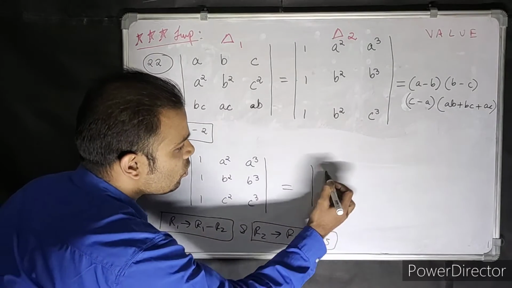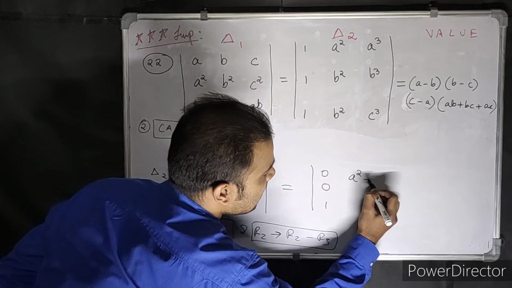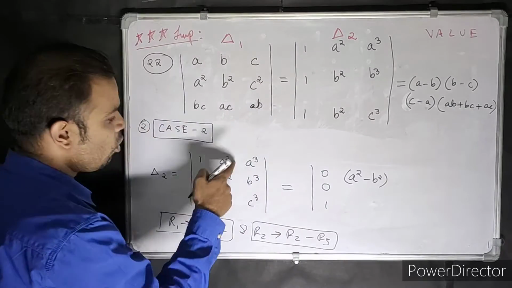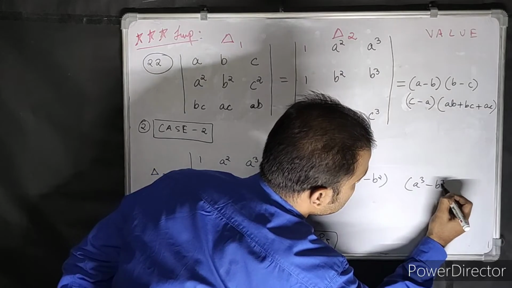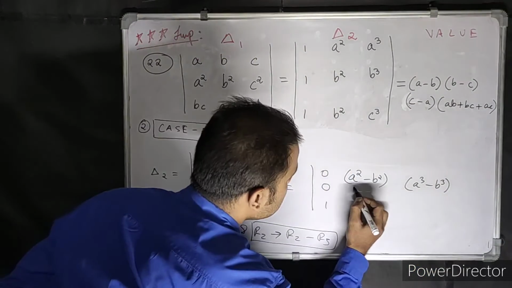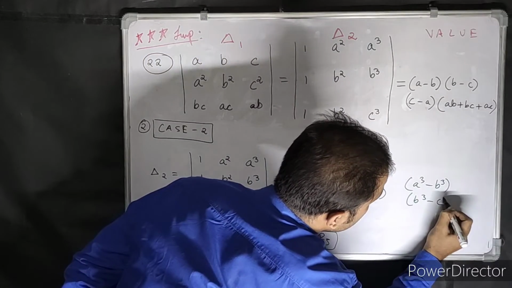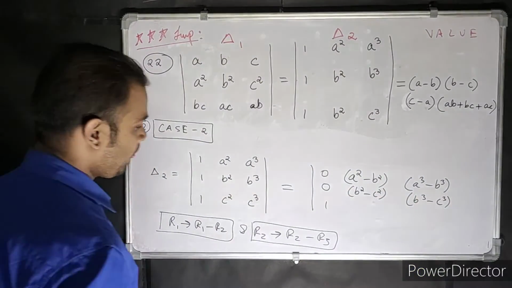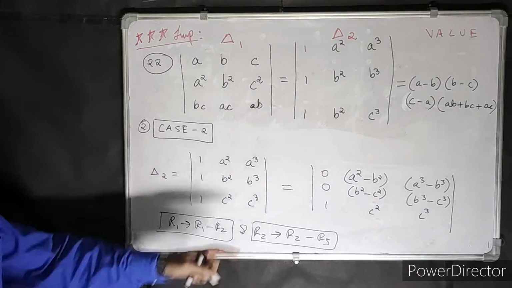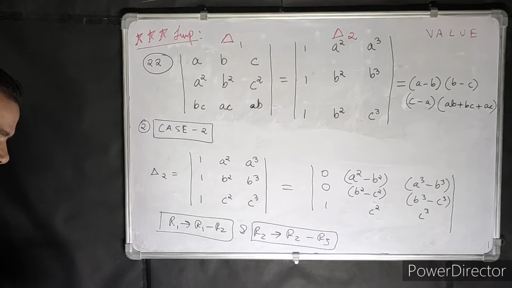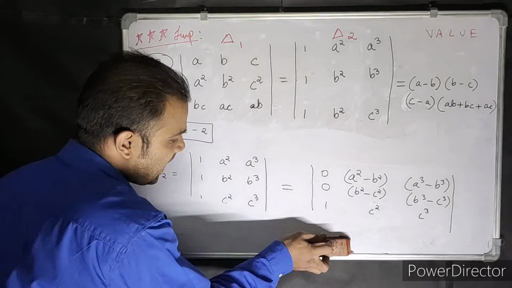I get the first two elements in the first column as 0. Then this one is coming out as a square minus b square, see, row 1 minus row 2 elements. Then this is coming out as a cube minus b cube, and the next one is b square minus c square, and this is b cube minus c cube, and the rest is just copy. So copy it and that's your last step. From here we will continue by expanding.